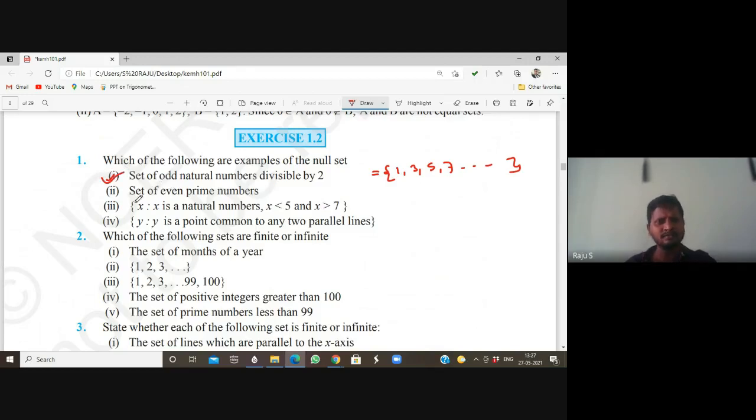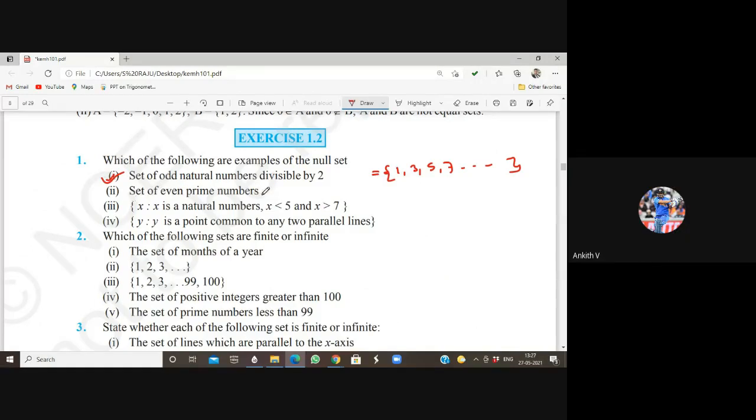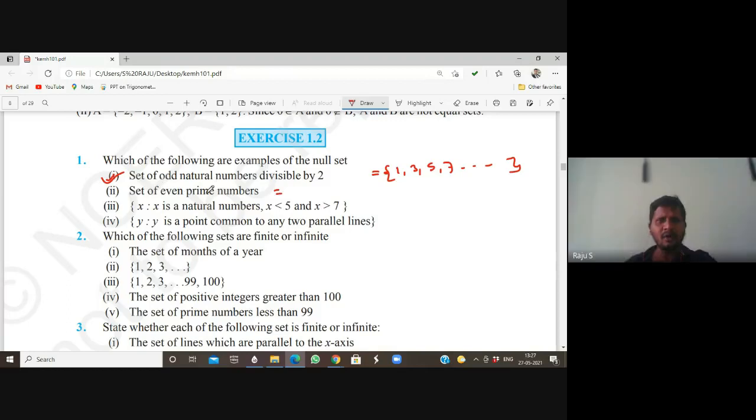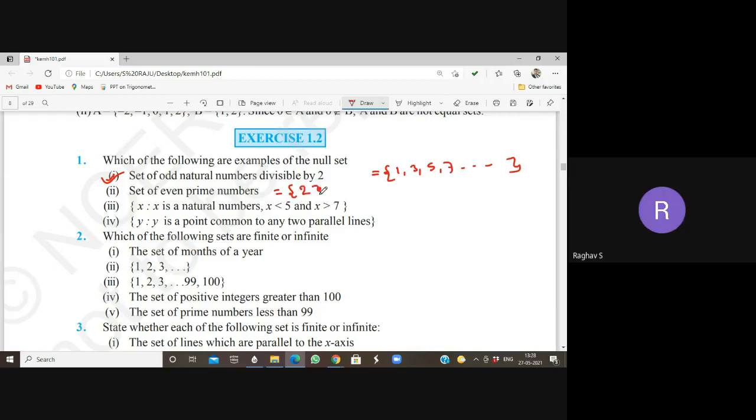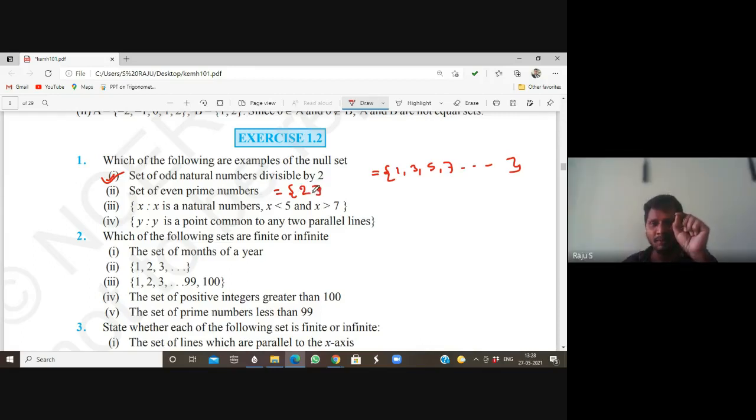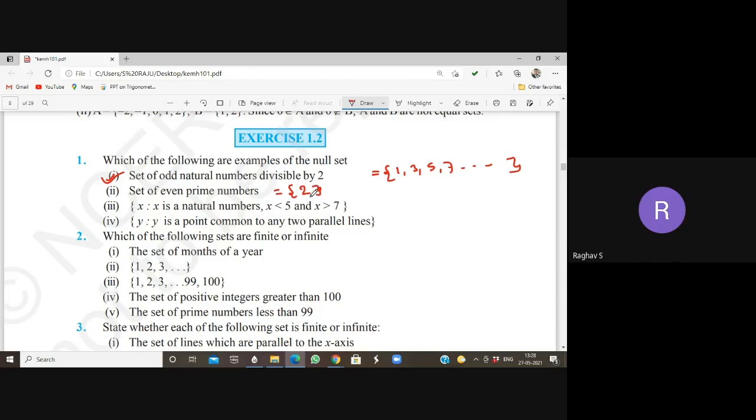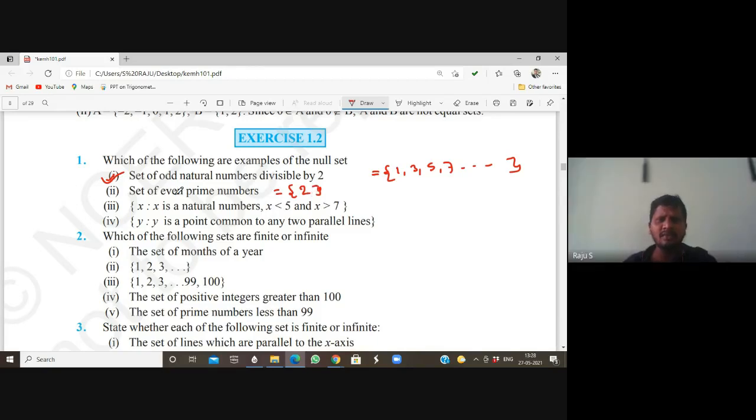What about the second one? Sir, only the element 2 will be there. The set of even prime numbers. How many are there? Only two. Two is the even prime number. So at least one element belongs to the given set. Is it empty? One element is there. No, sir, it is a singleton. Non-empty, singleton. It is not a null set.